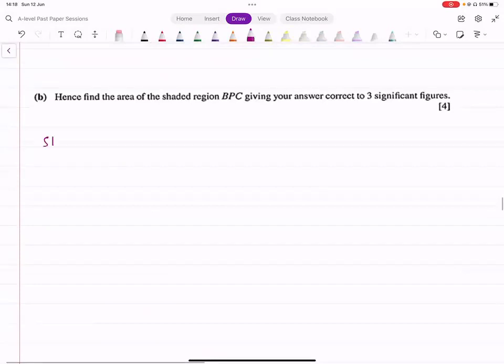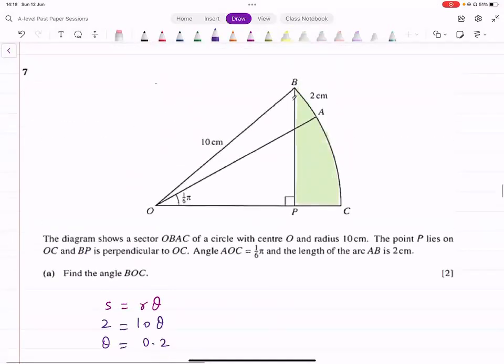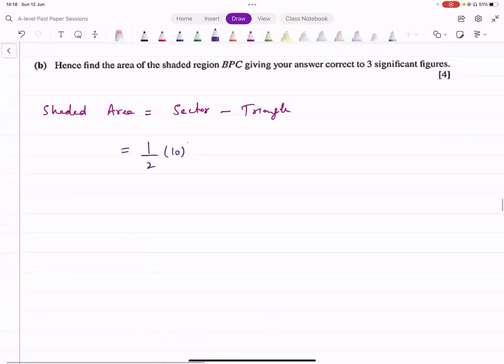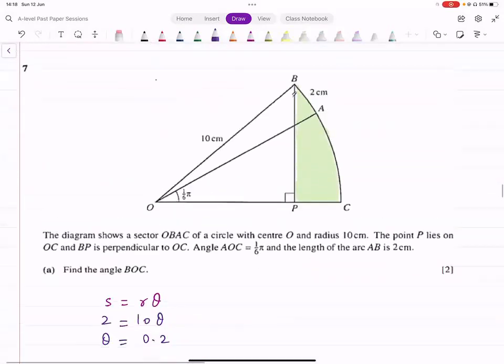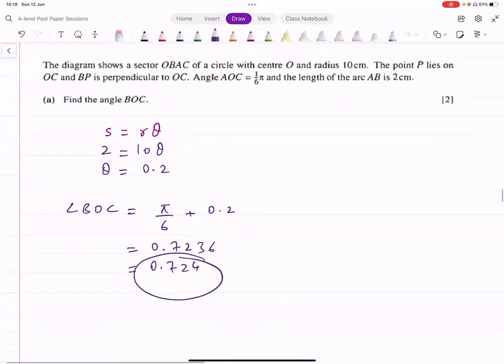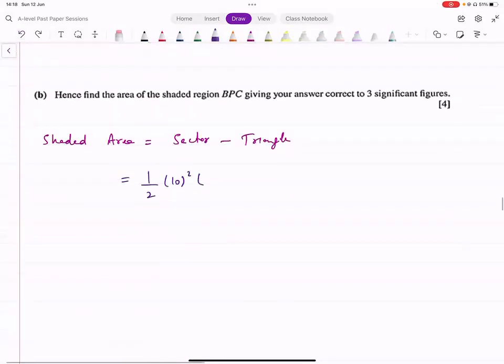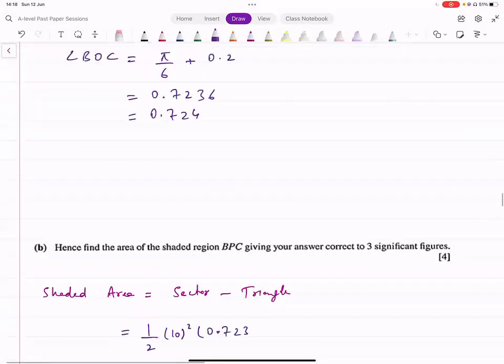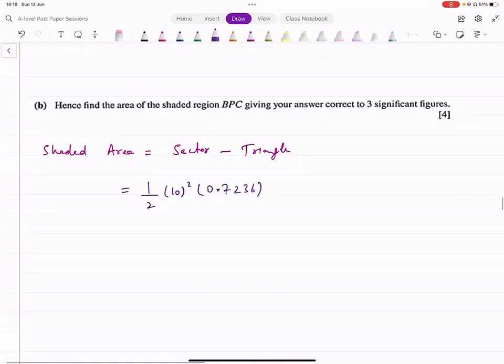So we have shaded area equal to area of the sector minus area of the triangle. What about the area of the sector? We've got the formula for that. That's half r squared theta. The radius is 10, so that's 10 squared into theta. The angle of the sector, that's what we found in the first part, 0.724. We will use the more accurate number, 0.7236. Okay, so that's the area of the sector.